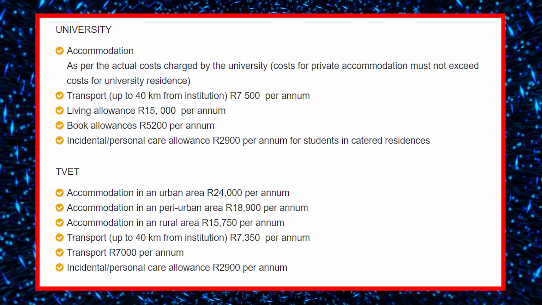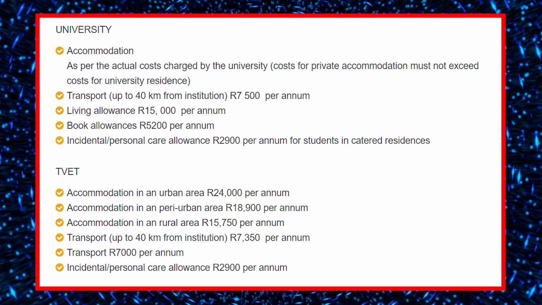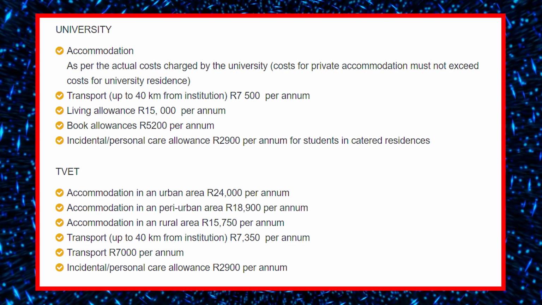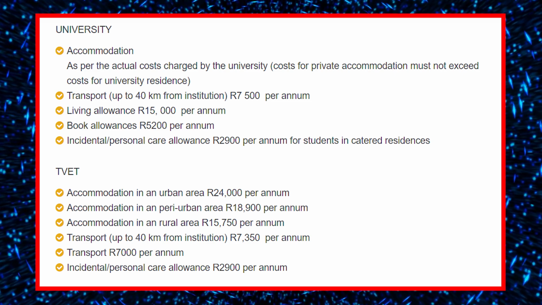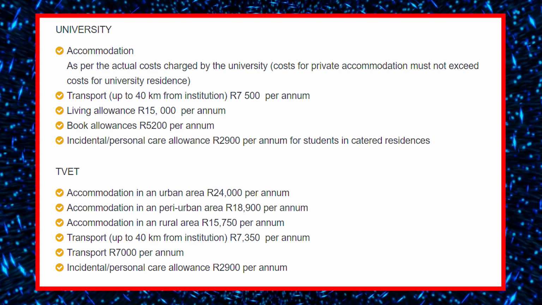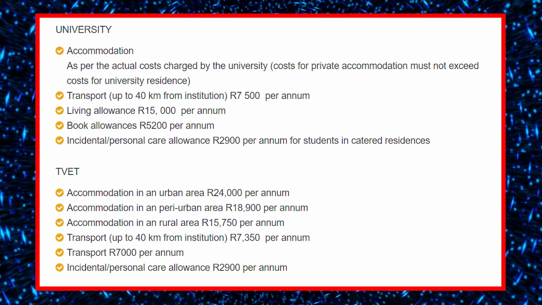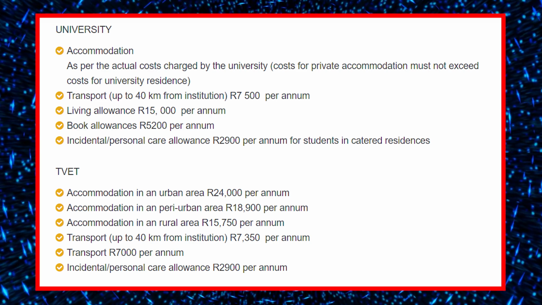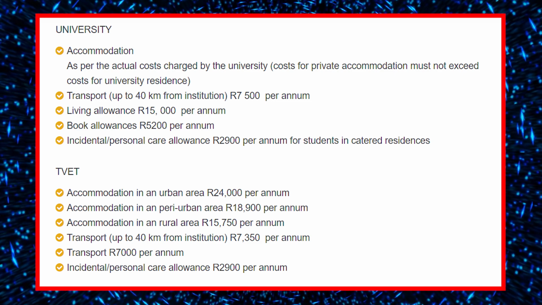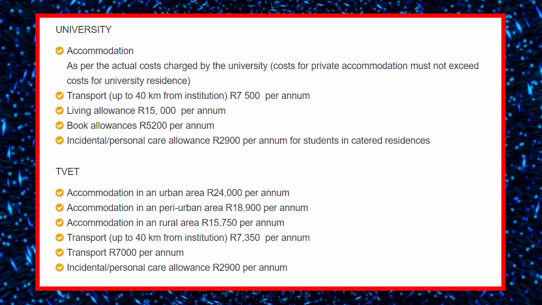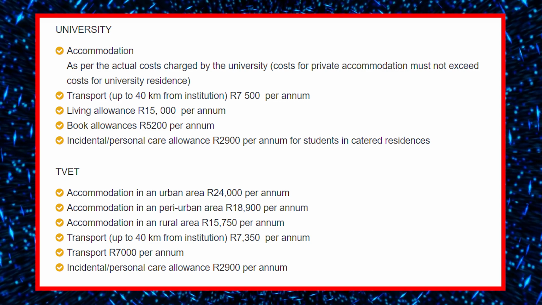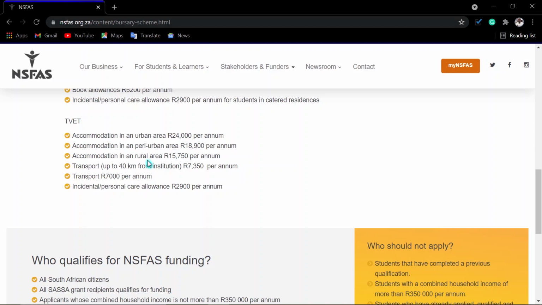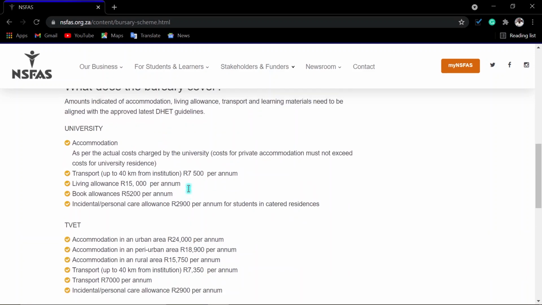Then for TVET colleges, accommodation is up to 24,000 if you are staying in an urban area, and in a peri-urban area it is 18,000. In a rural area it is 15,000. You can also get a transport allowance. Of course, you get a transport allowance only if you are not staying in accommodation. So if you are staying in accommodation, you will not receive the transport allowance. So this is the amount that you can receive.